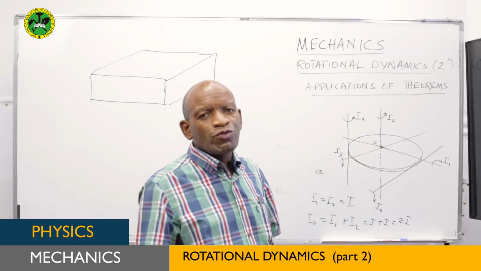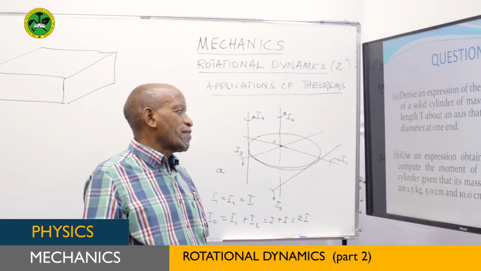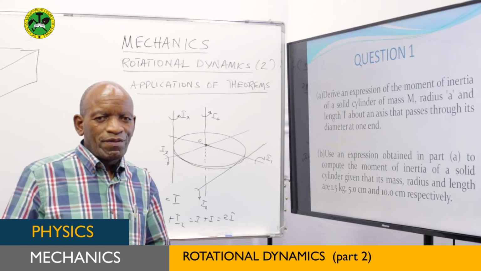Okay, students, let's go to question number 1. A: Derive an expression for the moment of inertia of a solid cylinder of mass m, radius a, and length l about an axis that passes through its diameter at one end. B: Use the expression obtained in part A to compute the moment of inertia of a solid cylinder given that its mass, radius, and length are 1.5 kilograms, 5 centimeters, and 10 centimeters respectively. This is question 1.